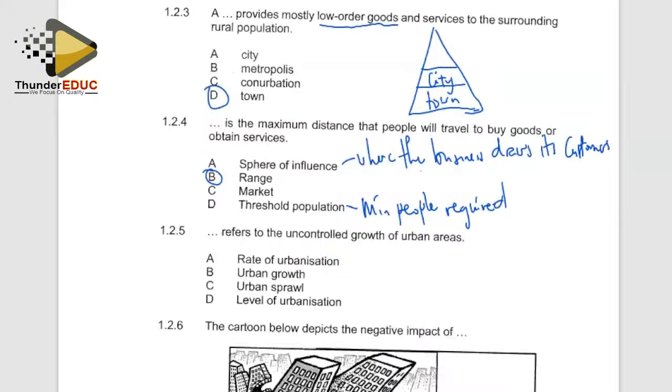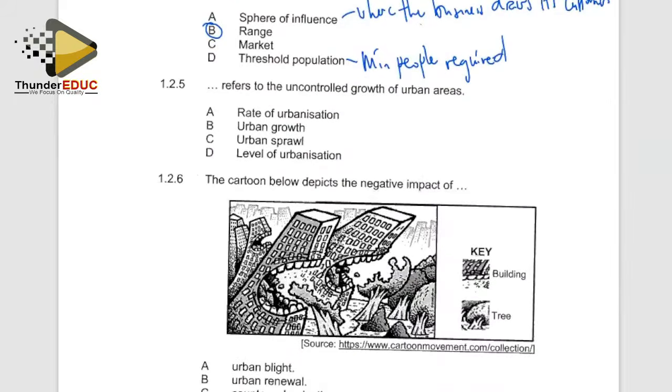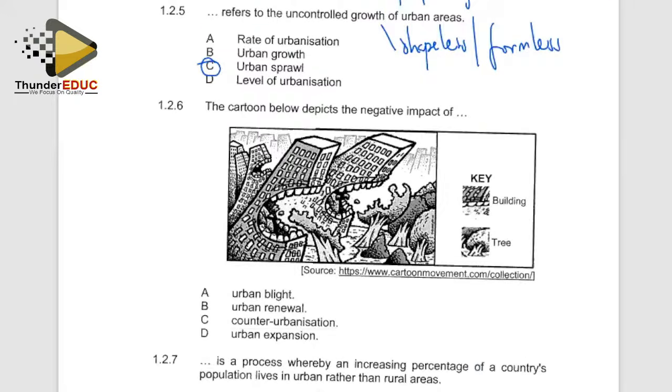125. A dash refers to the uncontrolled growth of urban areas. Uncontrolled growth, in other words, is shapeless or formless growth, which does not have a specific format. The urban area just grows anyhow. That is what you call urban sprawl. If an urban area is sprawling, it is growing in an uncontrolled way.